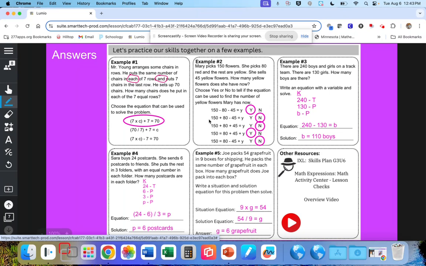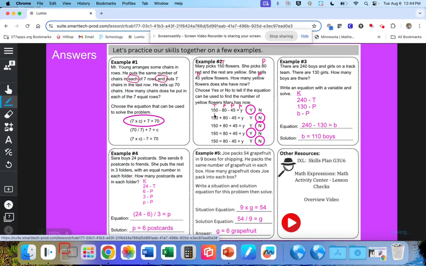All right, in our next one, again, this is where finding out totals and parts are important. 150 is a total, 80 is a part, 45 is a part, and how many yellow flowers left? The Y is also a part. So if I really wanted to look at this, I have a total minus a part equals a part. If I take a total and I'm subtracting all my parts out of it, I would be left with the remaining parts, so that is a yes.